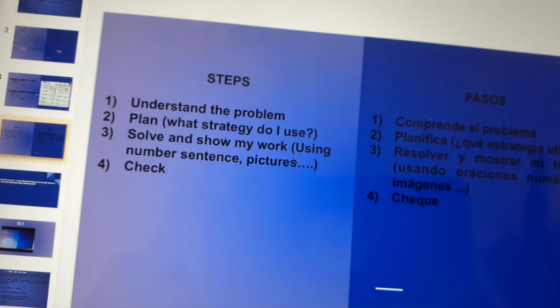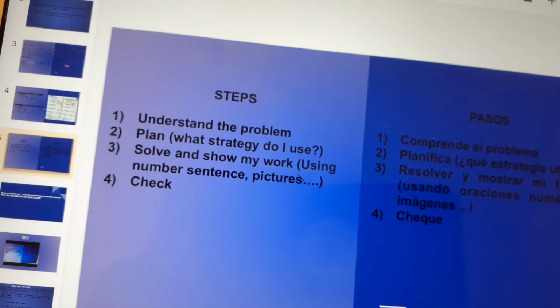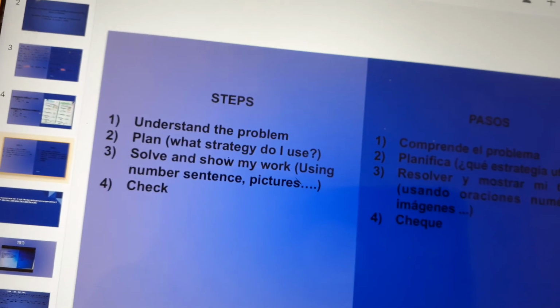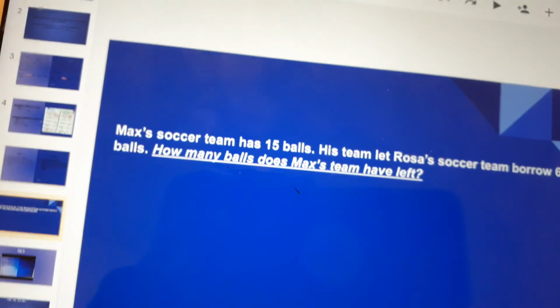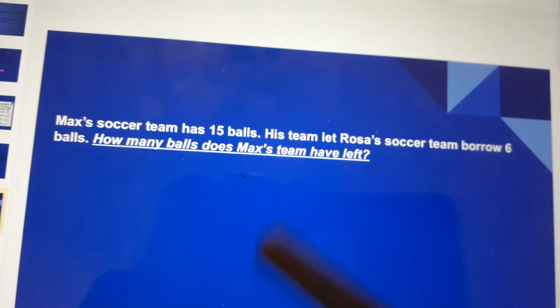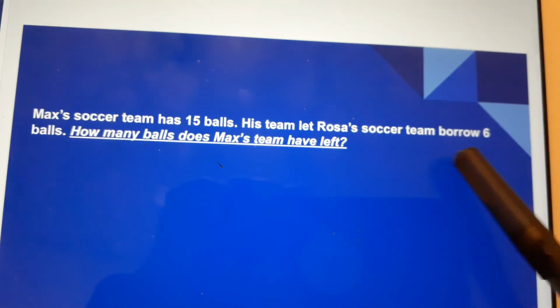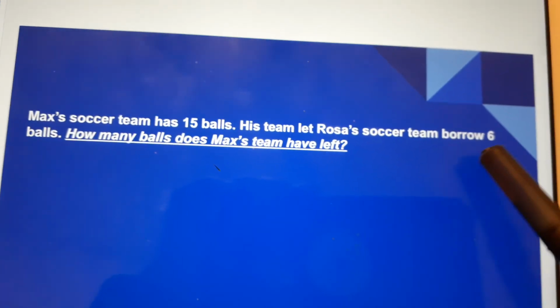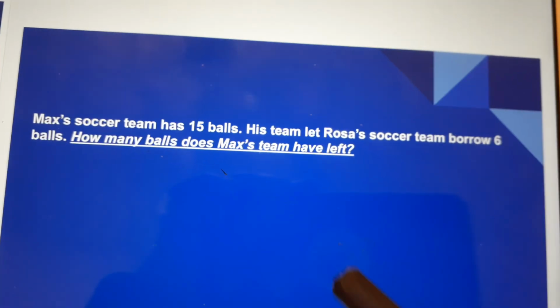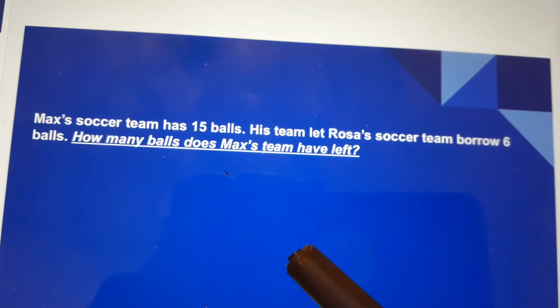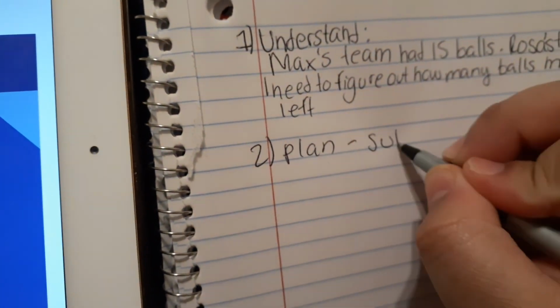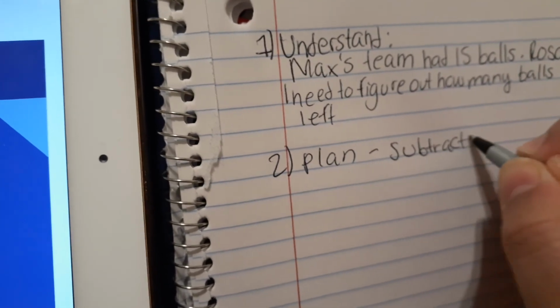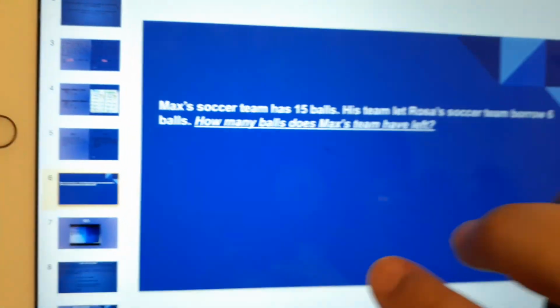So now I'm going to go back to my little chart over here, and I'm going to do number 2. Number 2 is plan. What strategy am I using? The question is that he started with 15, and he let them borrow 6. That means it's not addition because they're not getting any, they're giving them away. So that means I'm going to do subtraction. So right here, I'm going to put subtraction. Do you see that? Subtraction.